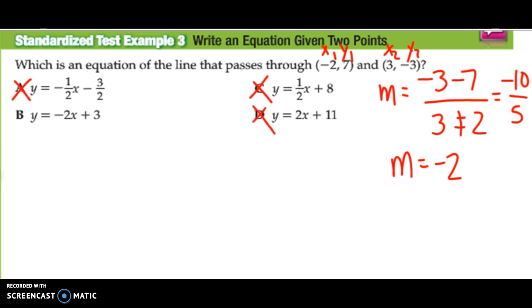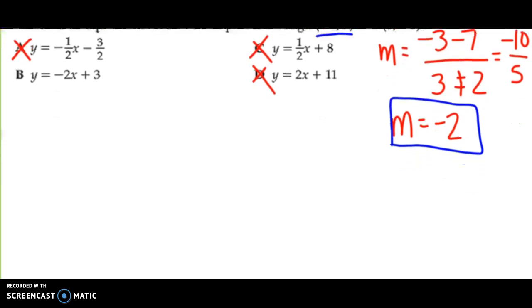So my answer is going to be B. But let's say it's not that easy. Let's say we don't know for sure that it's going to be B. Well, if we know that we have the slope -2, we can pick either one of these points. Let's say we pick the first point. We can put this in point-slope form.